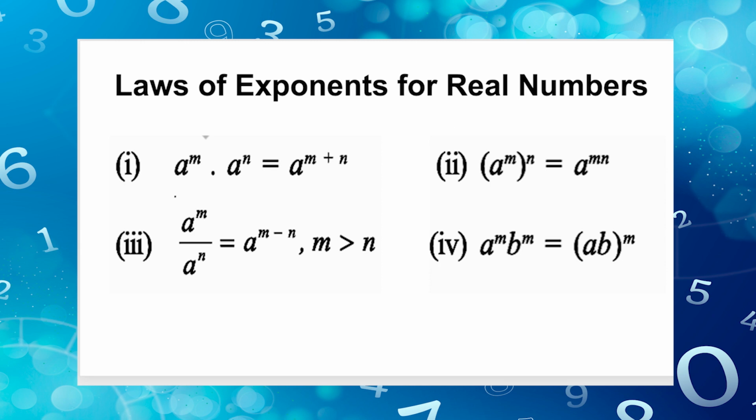a^m into b^m gives us (ab)^m. In this, you all must have observed that the power is same, but the base is different. To understand these identities in a better way, we will solve few questions.